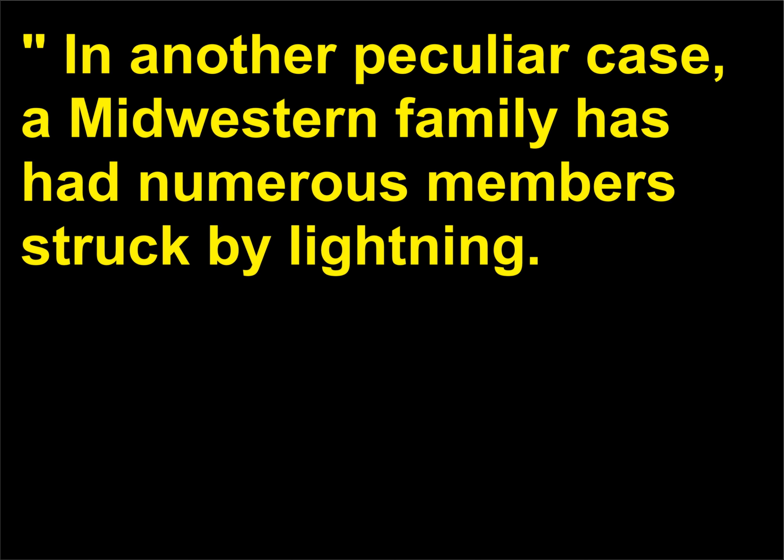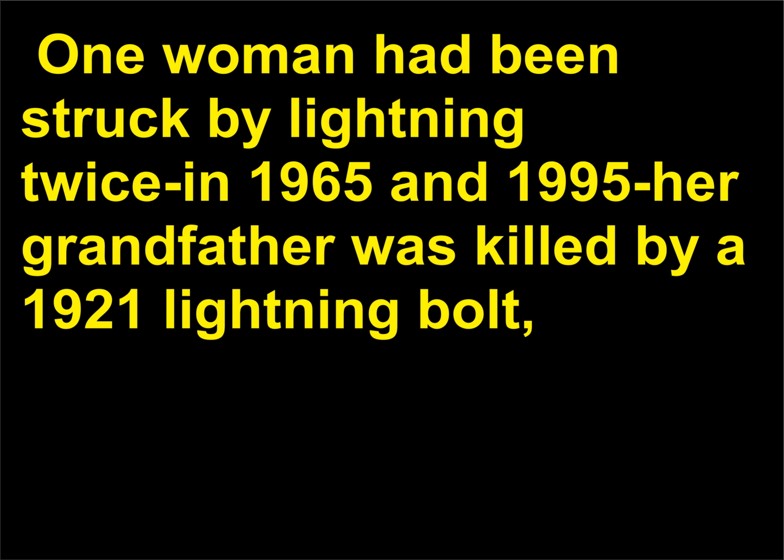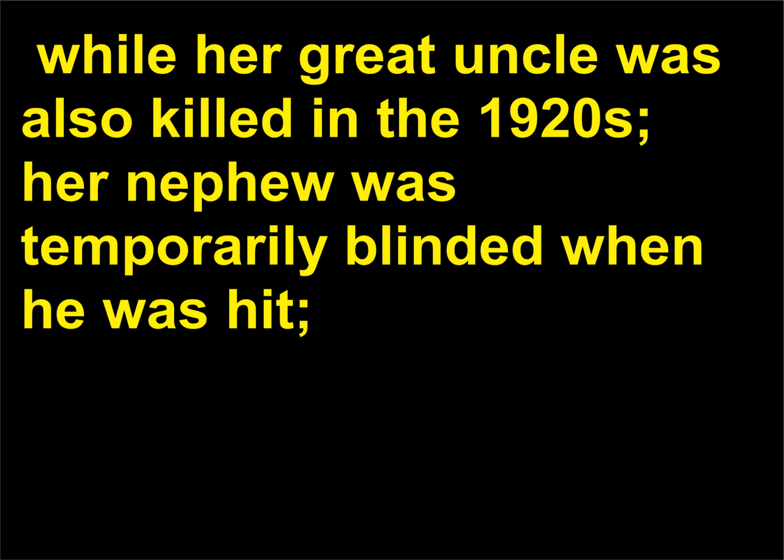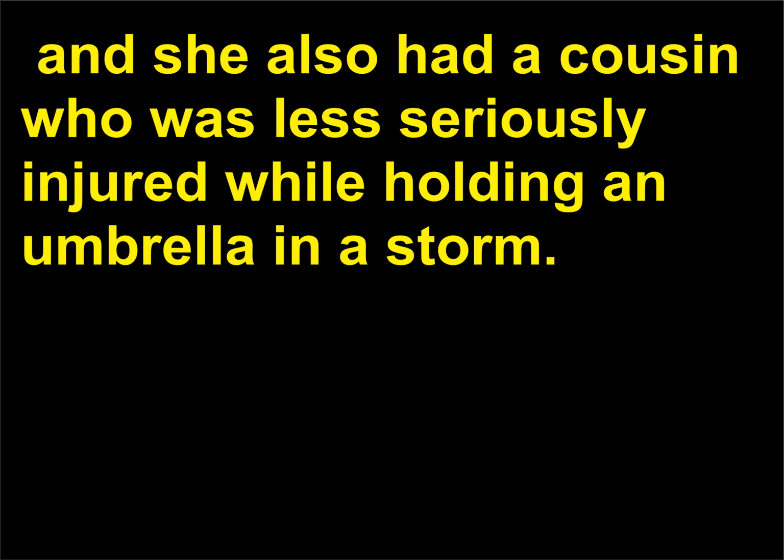In another peculiar case, a Midwestern family has had numerous members struck by lightning. One woman had been struck by lightning twice, in 1965 and 1995. Her grandfather was killed by a 1921 lightning bolt, while her great uncle was also killed in the 1920s, her nephew was temporarily blinded when he was hit, and she also had a cousin who was less seriously injured while holding an umbrella in a storm.